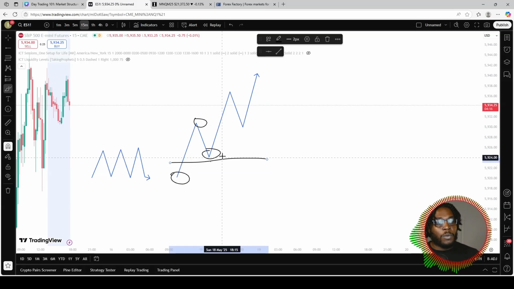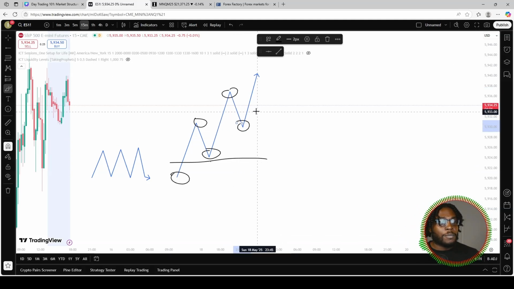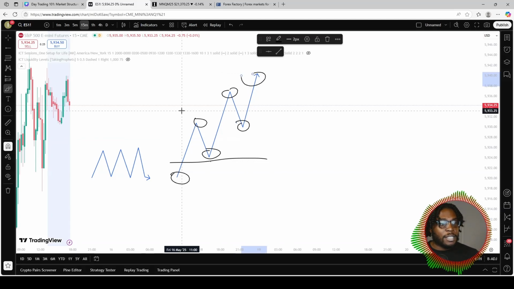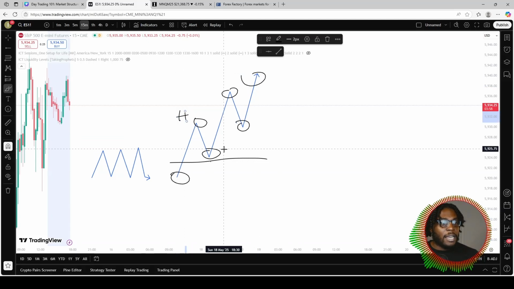We came and swept some internal liquidity, and then we expect price to go and take this previous high, and then boom. We go and make a new high. And then again, we get another pullback, and then again go to make a new high. So this is going to be the high. And then we make a higher low. Then we make a higher high.